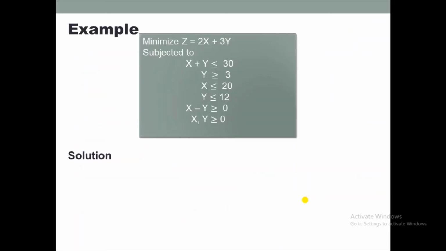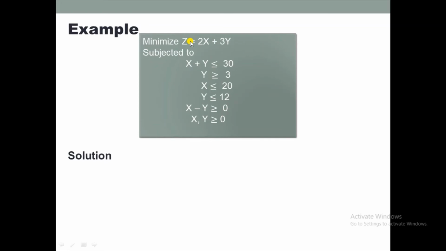Now we will directly take the mathematical formulation of the linear programming problem, because we already know the process of how to formulate the problem from the data we have. So, a simple problem: minimization of z = 2x + 3y subject to x + y ≤ 30, y ≥ 3, x ≤ 20, y ≤ 12, and x - y ≥ 0.